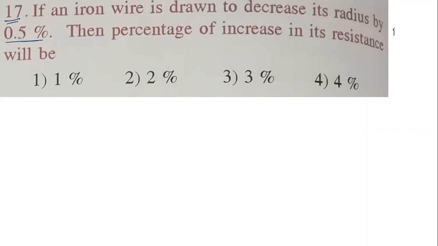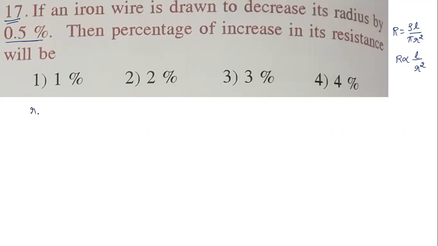As we know the resistance formula, R equals rho L by pi r square. Pi r square means area. As r is in the denominator, and rho and pi are constant, can I say R is proportional to L by r square? Can we say like this? R is proportional to L by r square. Now I'm going to take it one by one.